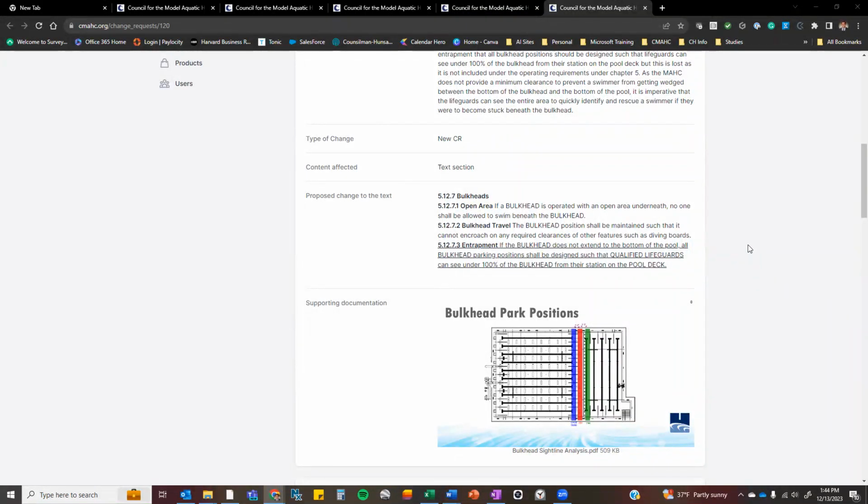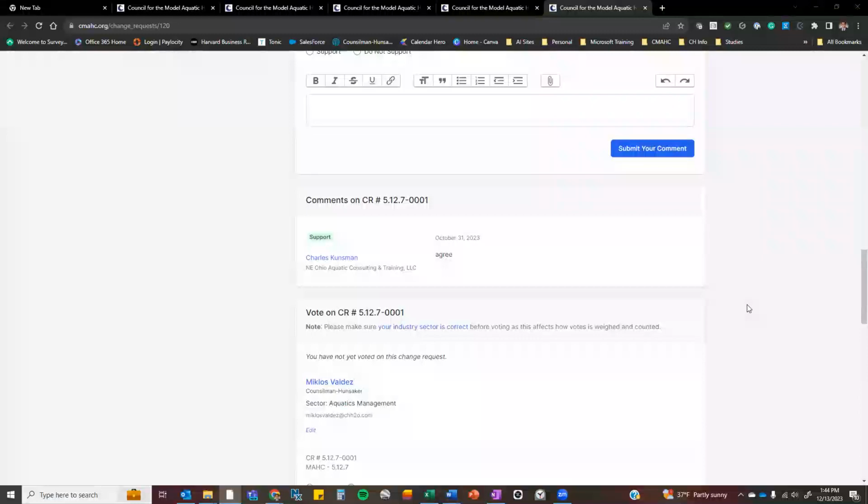The proposal was really to add a 0.3 to 5.12.7 that talks about entrapment. And it says, if the bulkhead does not extend to the bottom of the pool, all bulkhead parking positions shall be designed such that qualified lifeguards can see under 100% of the bulkhead from their station on the pool deck. I think there was a comment from Charles again, who agreed with this particular CR.